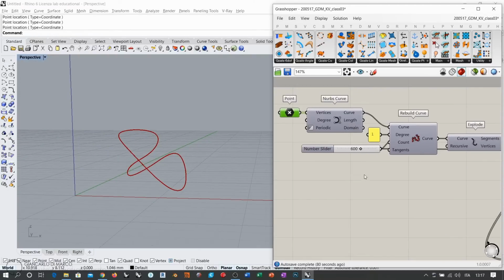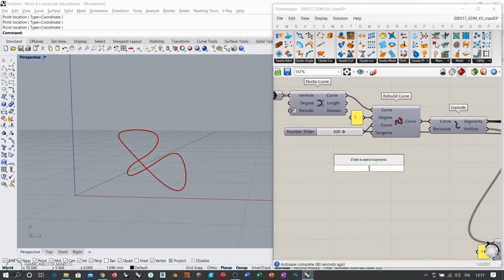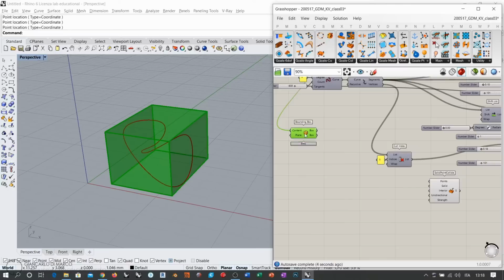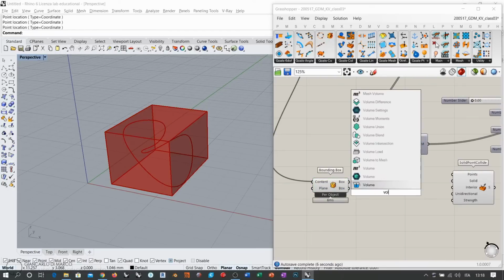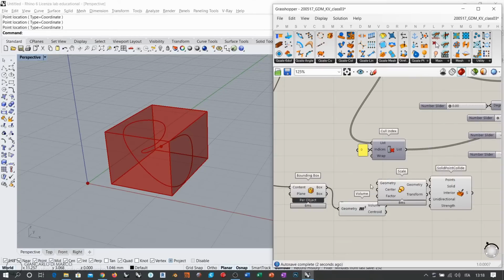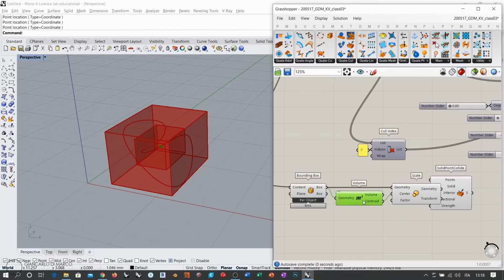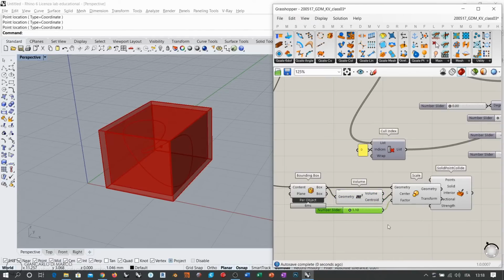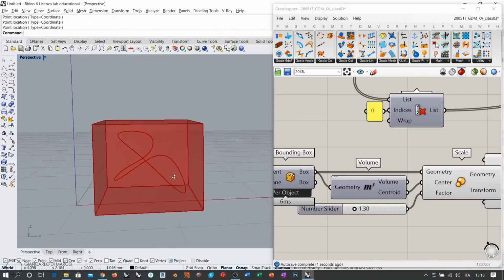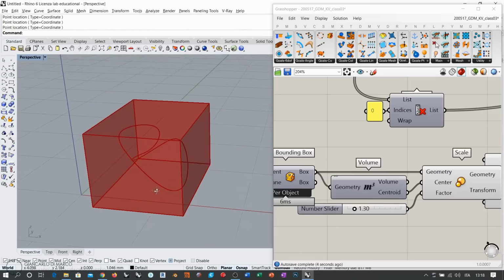I need a solid. So I will take, for example, a bounding box for this three-dimensional curve, calculate the volume of this one, and scale this bounding box from its centroid with a slider like 1.1. And so I will have this bounding box a little wider than the curve itself.